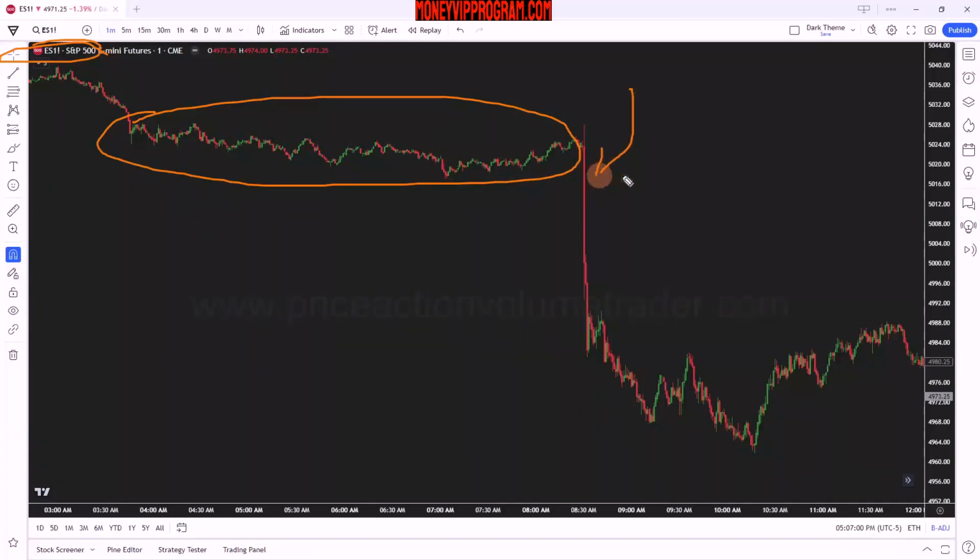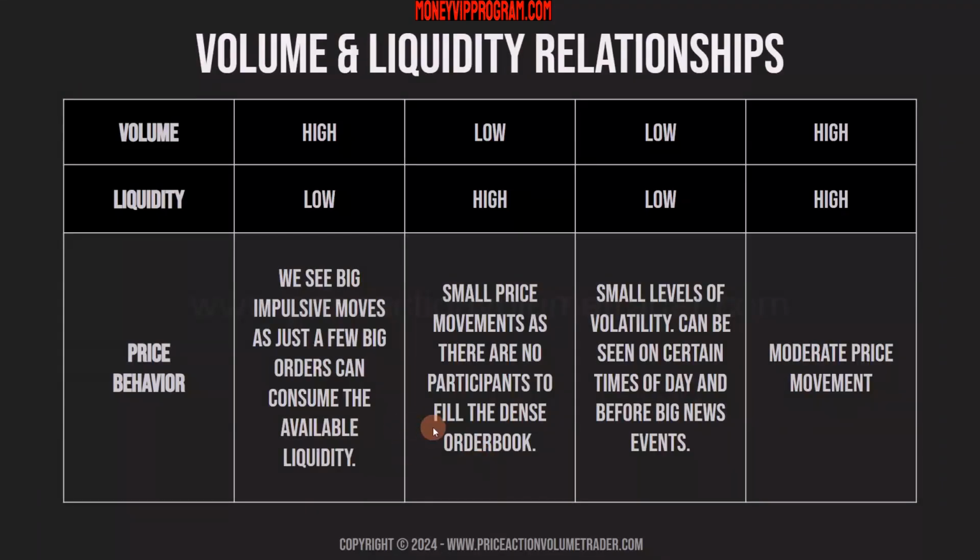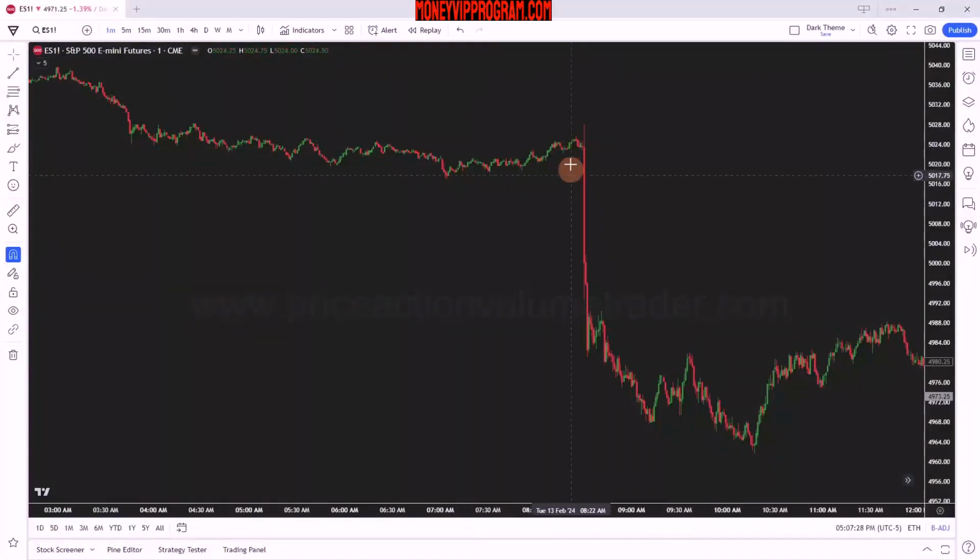But as soon as the news hits, it only takes a few large block trades to push this market into a very impulsive move. Okay, so that is a typical example of what we would have on a market where we have high volumes coming in right at the news event, as we had right here, and there's low liquidity in the books.